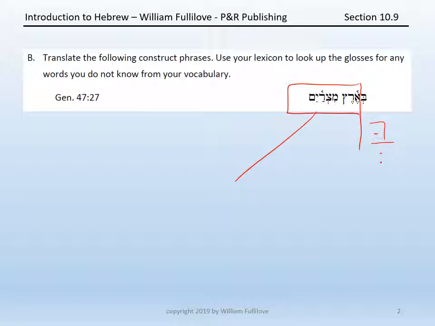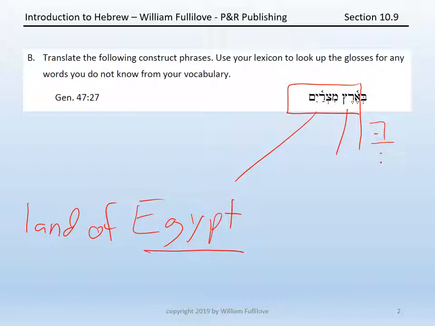Mitzrayim is the noun Egypt, and as a proper noun, it is by rule definite. There is one Egypt. So then I have, in advance of Egypt, Eretz, land of, and because the final noun in the phrase, Mitzrayim, Egypt, is definite, I would say the land of Egypt. Then I simply need to add back in the preposition, so the whole phrase would be in the land of Egypt.